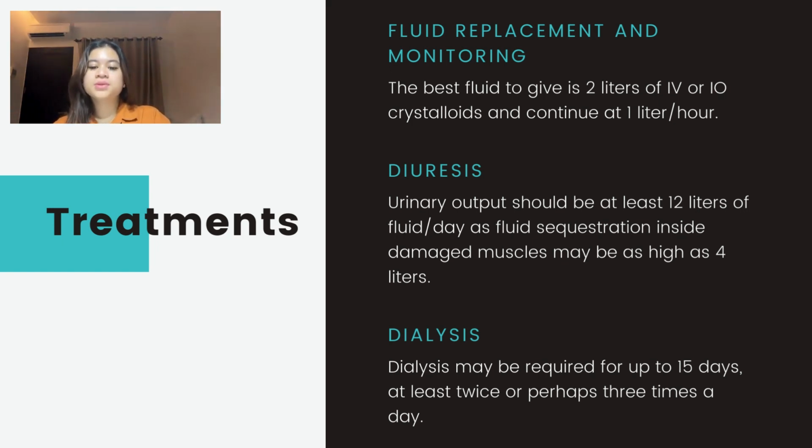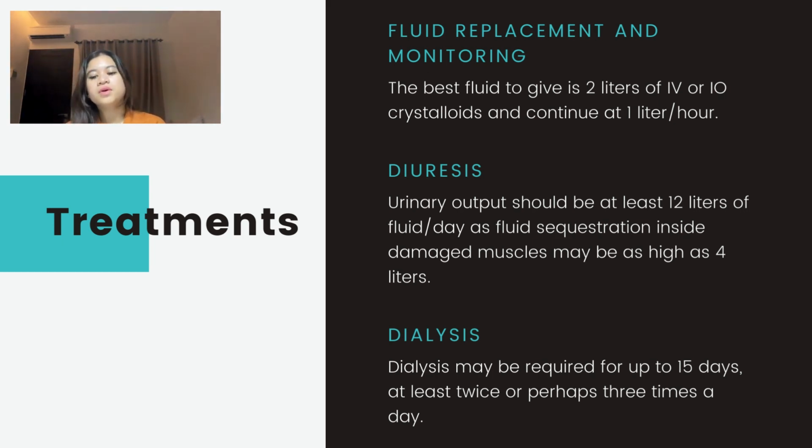There are several options for treatment for crash injury. The first one is fluid replacement and monitoring. The initial fluid replacement within the first 6 hours is very important. The best fluid to give is 2 liters of IV or IO crystalloids and continue at 1 liter per hour. To monitor, do a 15-minute to hourly vital signs examination, and urine output is documented on the flow sheet.